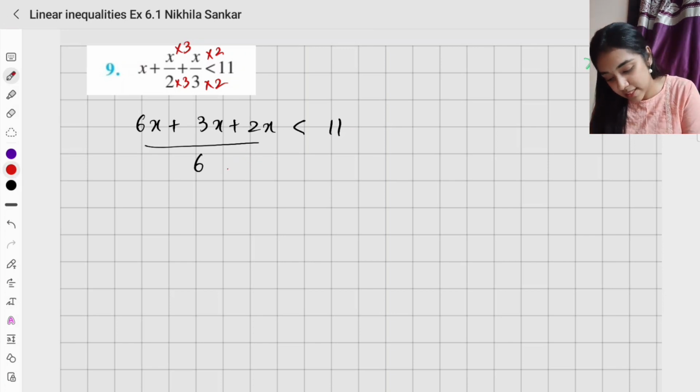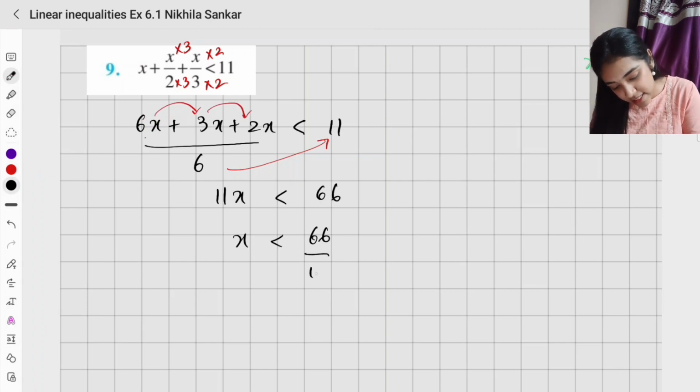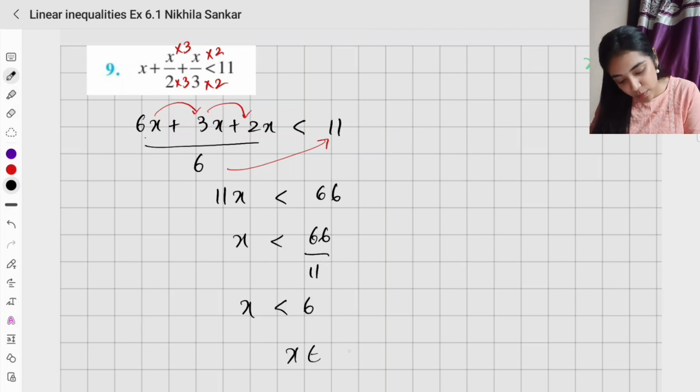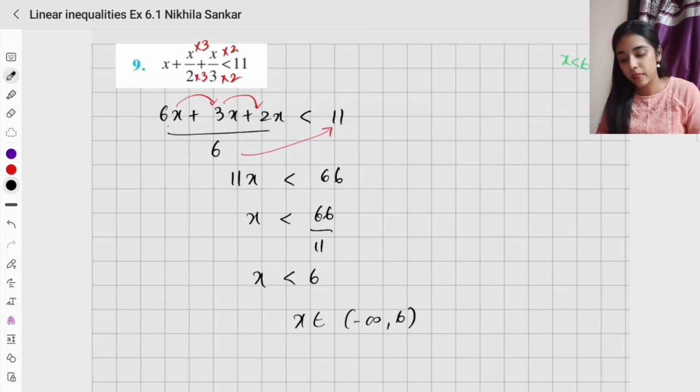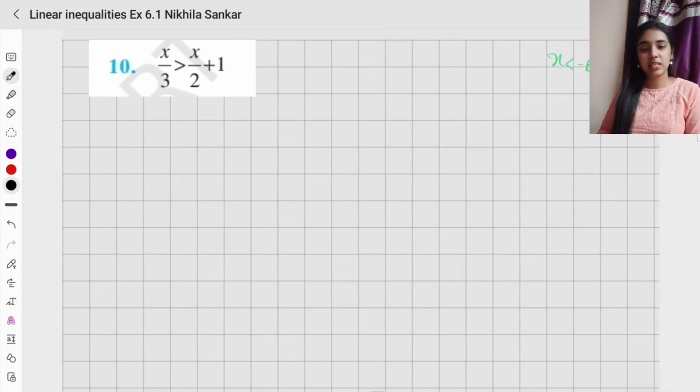If I'm going to take the 6 to the other side, multiply it to the 11. So I'll have 6 plus 3, 9, 9 plus 2, 11. So I'll have 11x less than 66. X is less than 66 divided by 11. So x is less than 6. So x belongs to minus infinity to 6, not including 6. Okay, please copy. These are all very straightforward questions. It is very very easy, so please don't make mistakes.